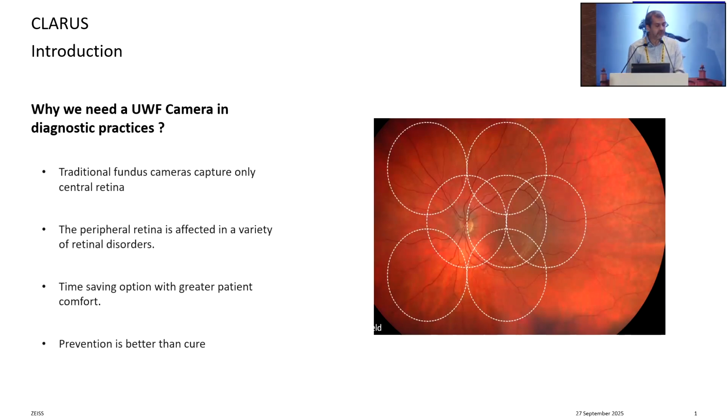As you can see from this image, the traditional fundus camera captures only the central retina, and in order to have a wider view, you need to ask the patient to look right, left, center, up and down, which is really a very cumbersome thing.